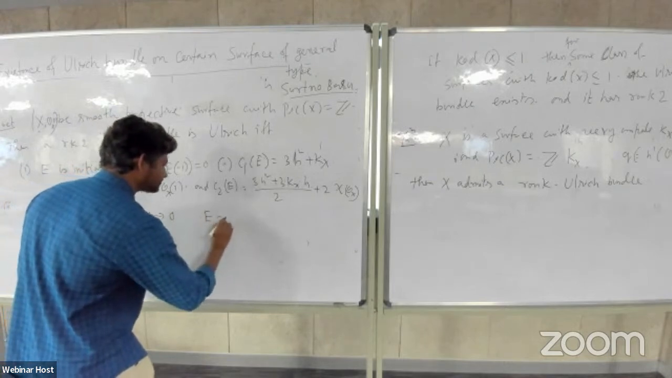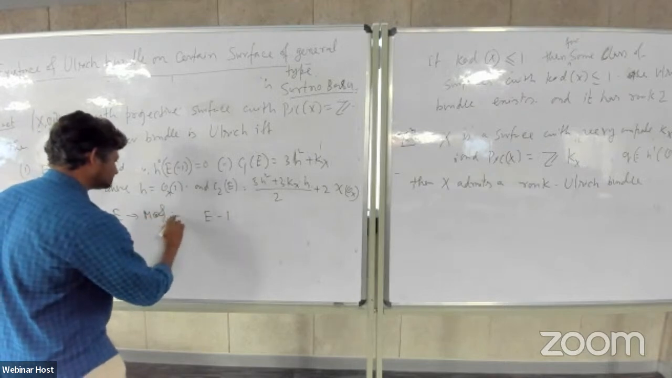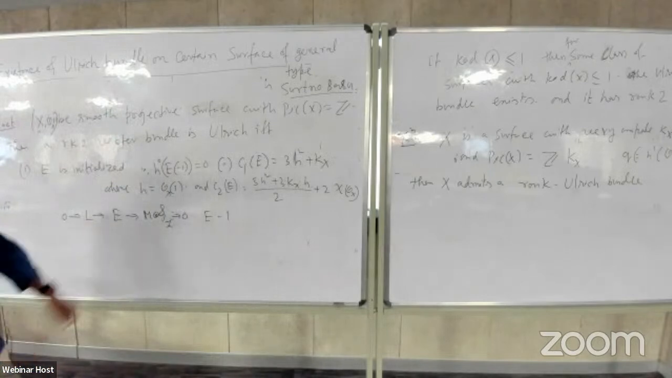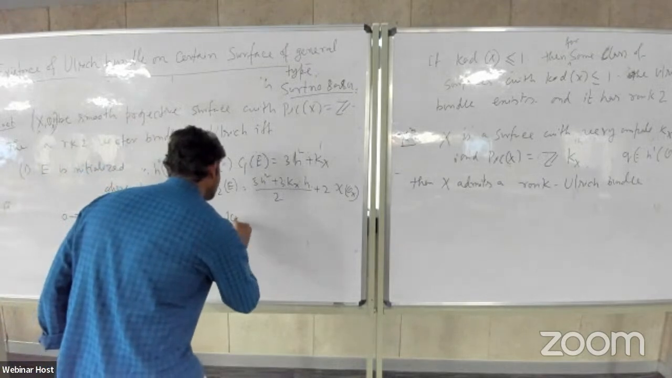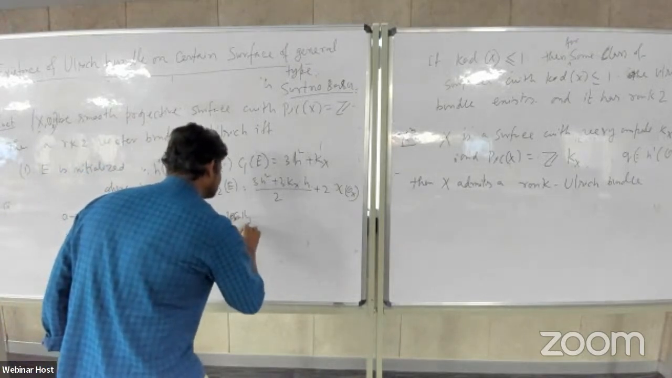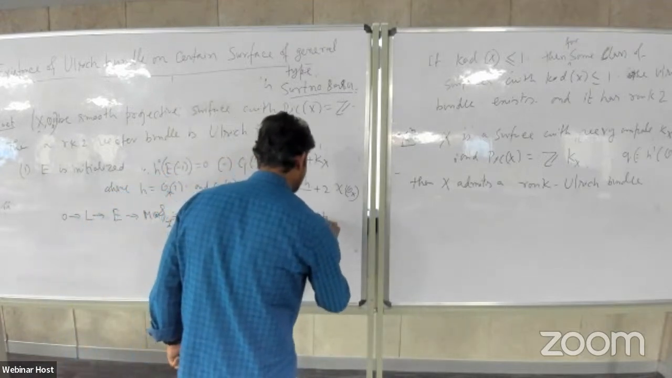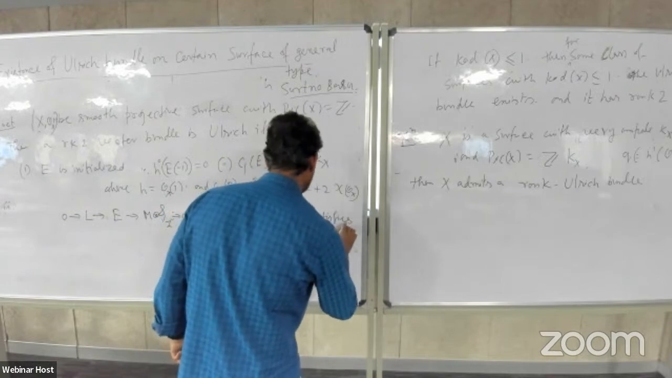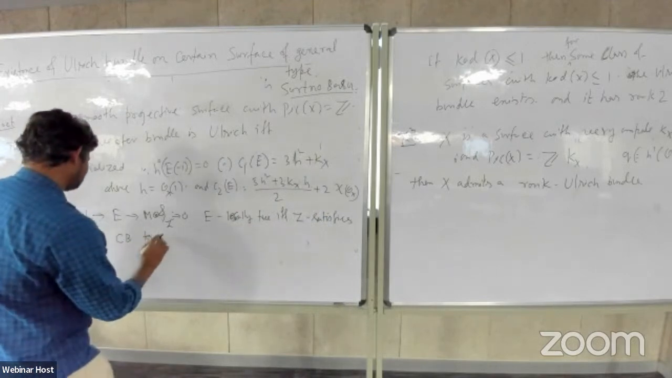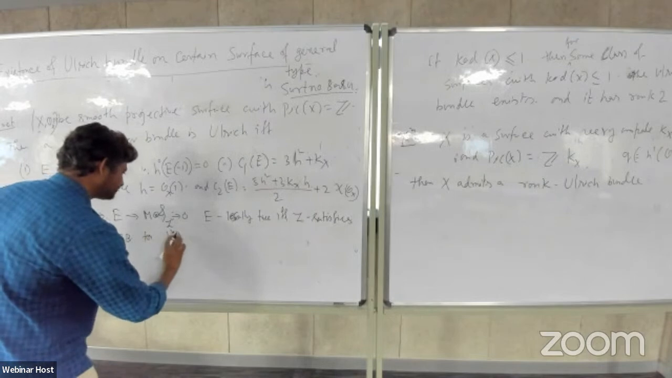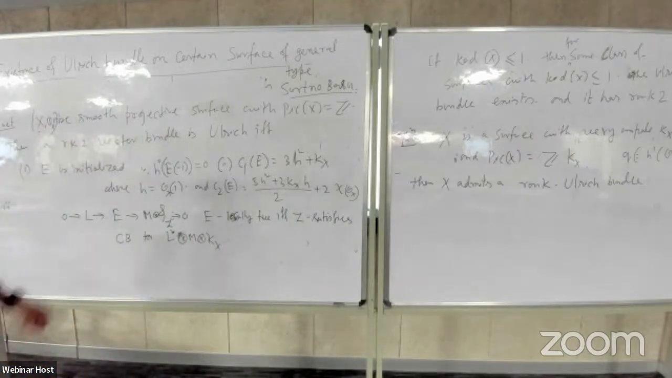E is locally free. Summarize it: where L and M are line bundles and Z is a zero-dimensional subscheme, locally complete intersection. Then E is locally free if and only if Z satisfies the Cayley-Bacharach property for L dual tensor N, or K of X. This is the case for surfaces.